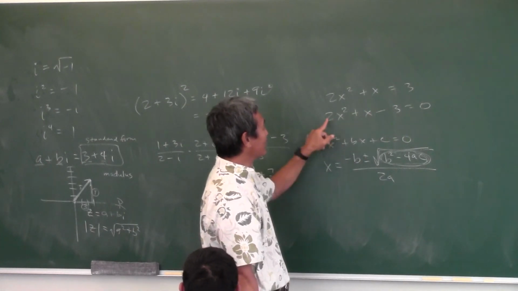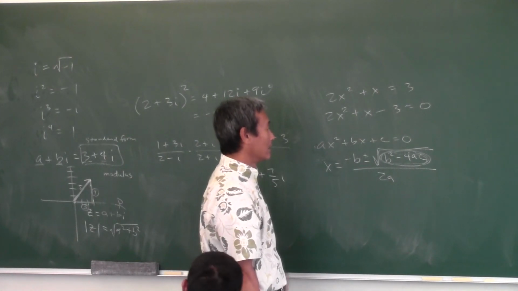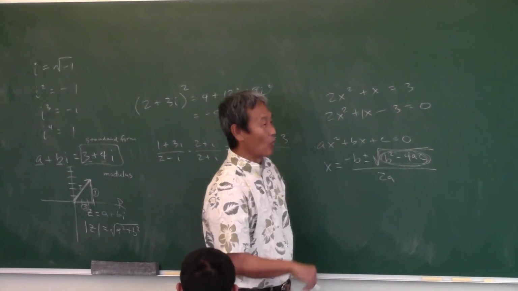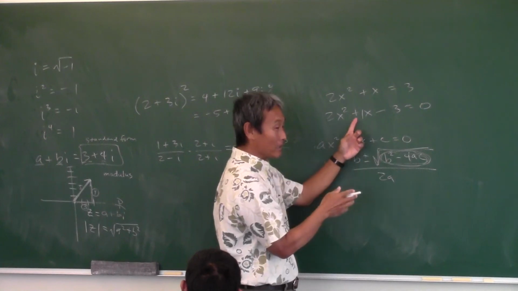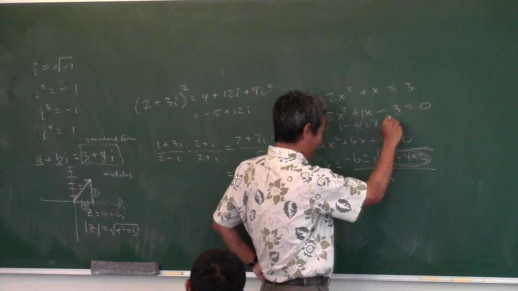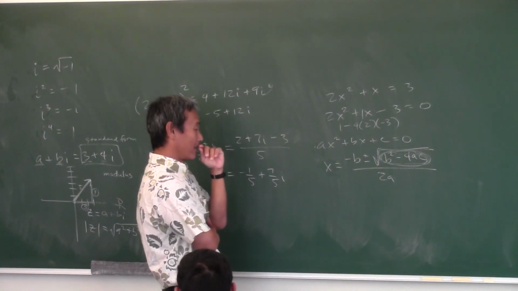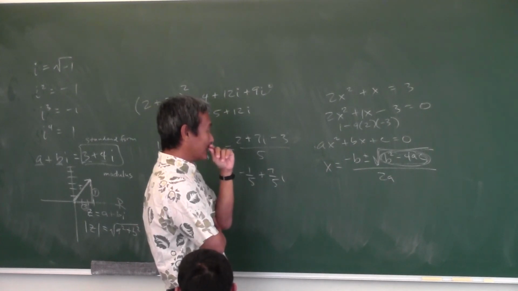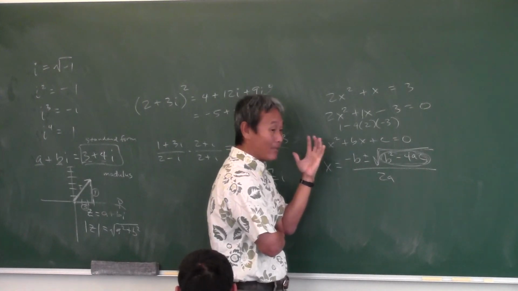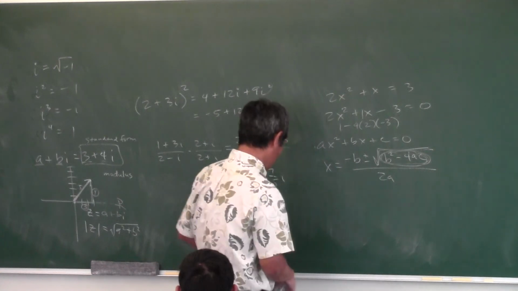What is b squared minus 4ac? This is a, this is b, this is c. What is b squared, 1, minus 4 times a times c? What is that equal to? 25. Is that a perfect square? Yes, that means you can factor it because you're going to get rational roots.